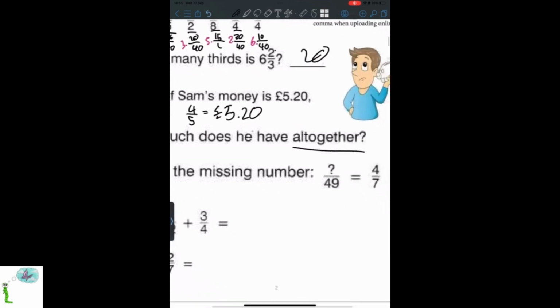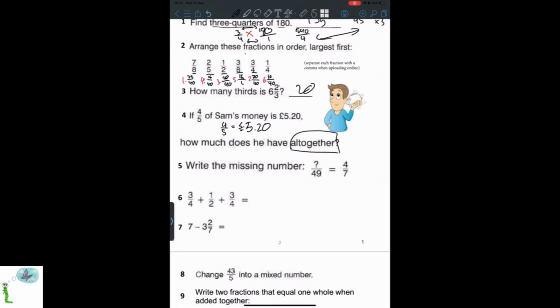It's asking how much does he have altogether? Altogether, all of it will be 1 whole. So he's asking how much does 5 over 5 equal? Because that's 1 whole, right? And that's how much 4 over 5 means. So we have to figure out how do we get from this number to this number, and then we can do the exact same to get from this number to this number. So to get from 4 over 5 to 5 over 5, we first divide it by 4 to get to 1 over 5, and then we times that by 5.